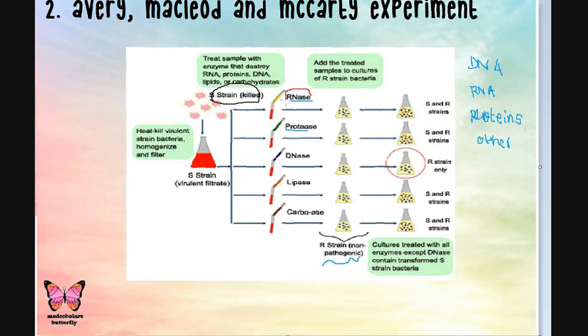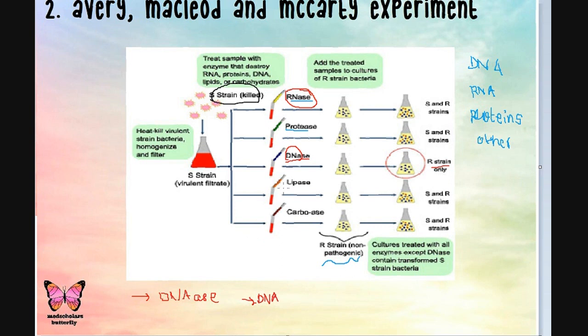When they mixed RNase with that material, they got S and R strains, so that was no problem. Then when they mixed protease, again S and R strains were observed. But when they mixed DNase, this enzyme, then only the R strain was obtained. That means something destroyed the S strain in it. This proved that the S type was destroyed by DNase, because whatever enzyme it is, it works only upon its target. So the target of DNase was DNA. So that's all it did.